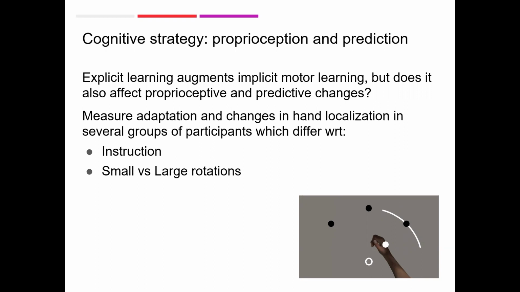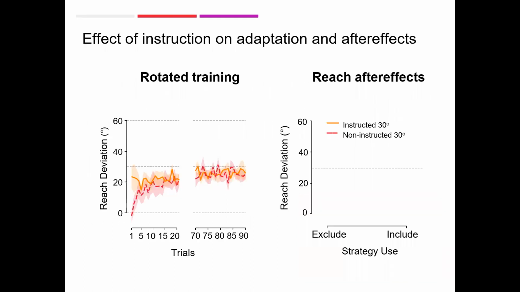Some adapted to a small rotation, that is the 30-degree rotation that I showed you in my previous study, as opposed to a larger rotation, which is double the size, so 60 degrees. And the nature of the feedback, we changed for two groups, which I'm going to explain when I describe the results. Okay, so again, I'm going to start by showing you the learning curves for these participants, as well as their reach aftereffects, those persistent deviations in the reach movement that occur after training.